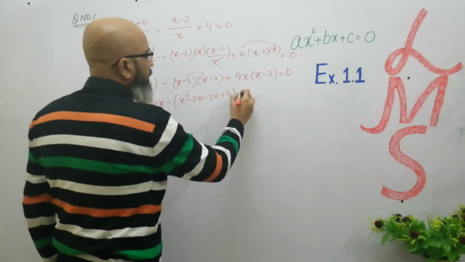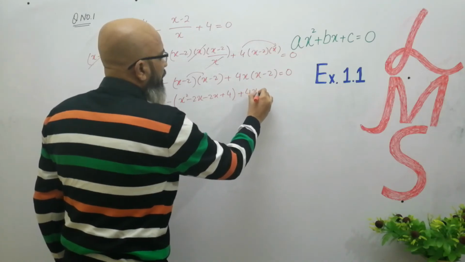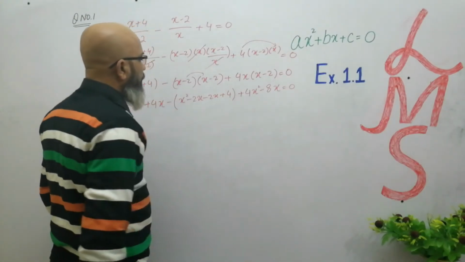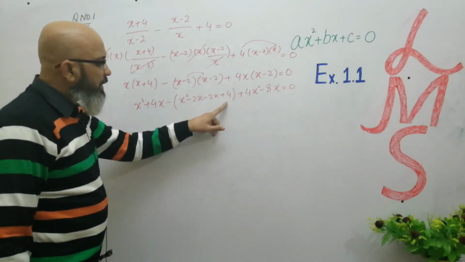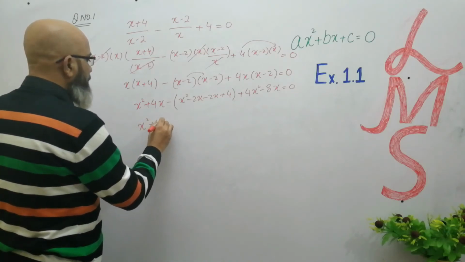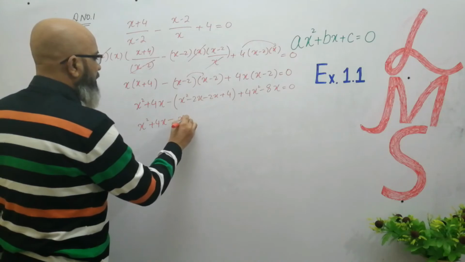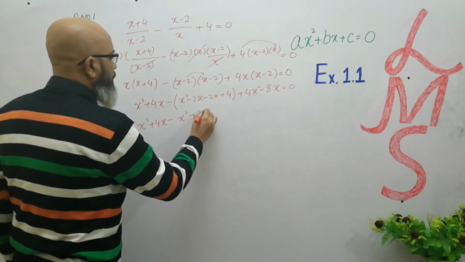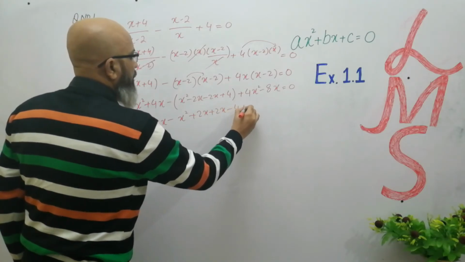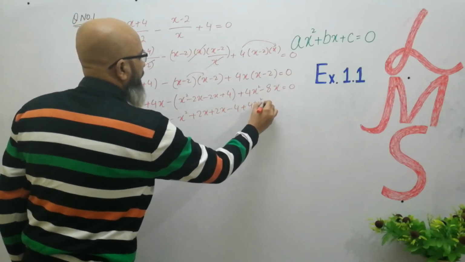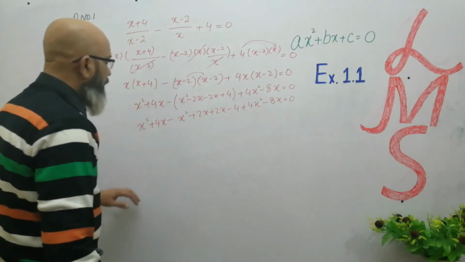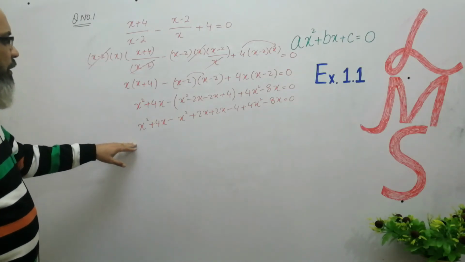So multiply now 4x with this one, that is 4x square minus 4 2s are 8x, that is equal to 0. Now this minus will change the sign. So x square plus 4x minus x square plus 2x plus 2x minus 4 plus 4x square minus 8x, that is equal to 0.